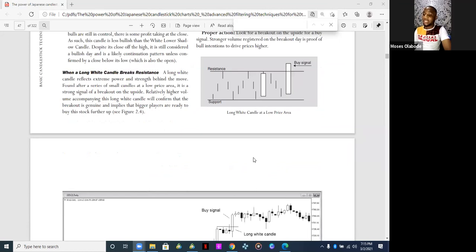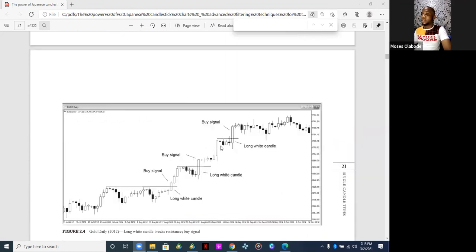If this is explanatory, let me know. It is something you can always go through over and over again. See something like this happen around here. You can see this long white candle breakout, long white candle straight win, long white candle straight win. So we can proceed to the next one.